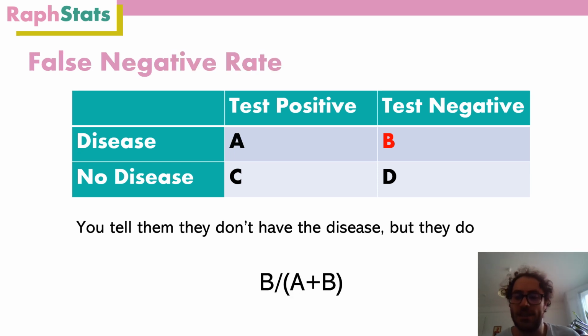Now, a related concept to sensitivity is the number of false negatives, or essentially you tell them you don't have HIV, but they do. Now this is the inverse of the sensitivity. So instead of A over A plus B, it's just B over A plus B, because it's how many people have you wrongly told that they don't have the disease, but in fact, they do.